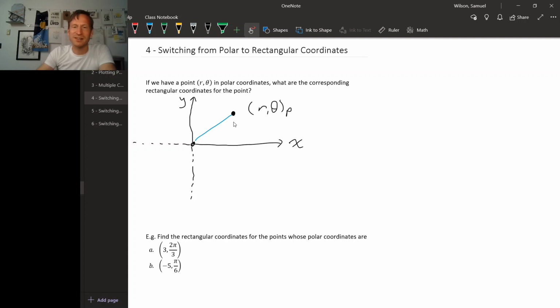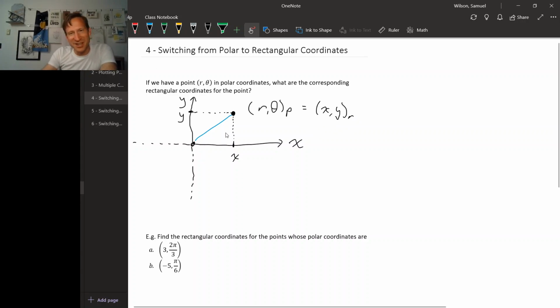As usual, to find the rectangular coordinates for a point, you just sort of squash the point down onto the x-axis. That gives you the x-coordinate. And you squash the point horizontally onto the y-axis, and that gives you the y-coordinate for that point. But what is the relationship between all of these coordinates? This point, r comma theta in polar coordinates, is x comma y in rectangular coordinates, but how could we actually figure out what x and y are?